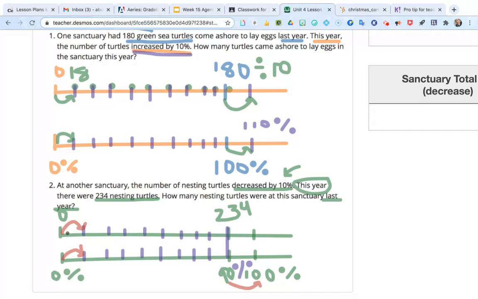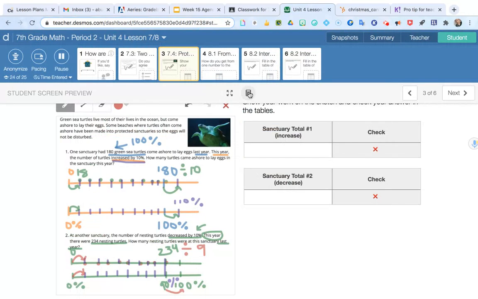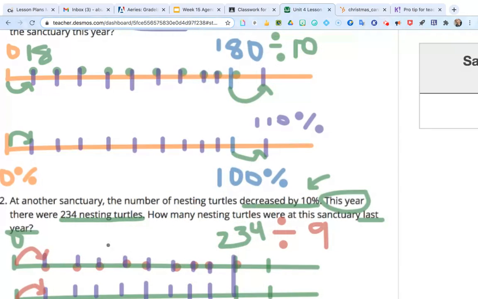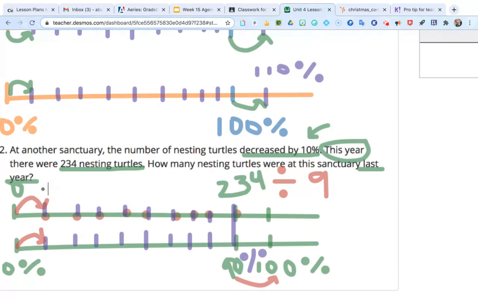So the best way to do that is take my 234 and I'm going to cut it not into 10 pieces, but into 1, 2, 3, 4, 5, 6, 7, 8, 9, because I stopped at 90%. So I'm going to cut it into 9 pieces. So I stop at wherever my number is. Well, 234 divided by 9 is, my little calculator, 234 divided by 9, I get 26. So 26. So every time I move on my number line, I'm adding 26.